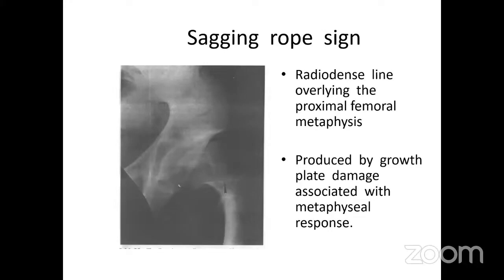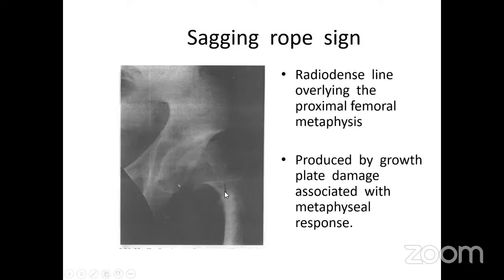Another sign that is seen in Perthes disease is the sagging rope sign. Here you can see something like a sagging rope. That is nothing but an overlap of the femoral epiphysis with the metaphysis. This is a beautiful sign that is seen in the healed stage. So when you are asked where the Waldenstrom sign is seen, that is seen in early Perthes disease, whereas the sagging rope sign is marked by a black arrow.